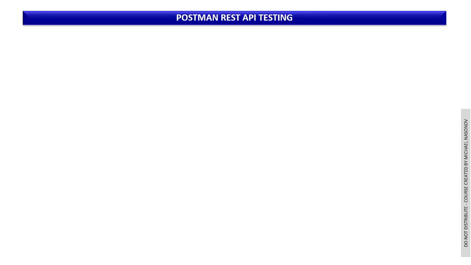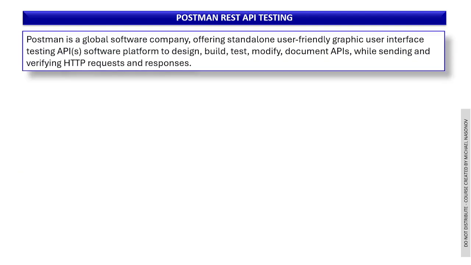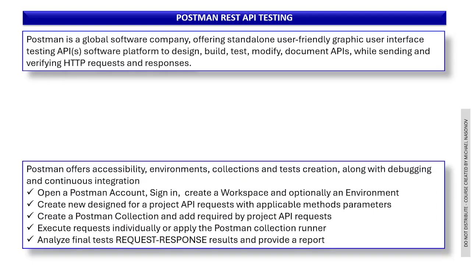POSTMAN REST API testing. POSTMAN is a global software company offering a standalone, user-friendly graphic user interface for testing APIs, a software platform to design, build, test, modify, and document APIs while sending and verifying HTTP requests and responses. POSTMAN offers accessibility, environments, collections, and test creations, along with debugging and continuous integration.